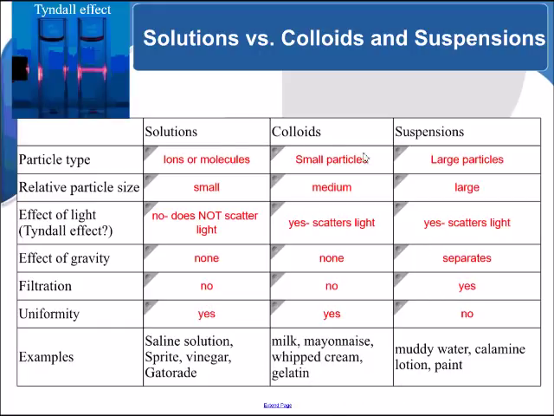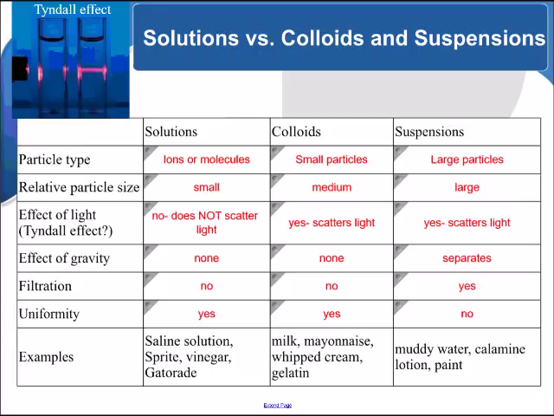Now, a colloid. Colloids also have small particles. They are medium in size. Colloids do have the Tyndall effect. They will scatter the light, and gravity does not have an effect. They also are not affected by filtration. It will not filter any particles out, and they are uniform throughout. Examples of colloids are milk, mayonnaise, whipped cream, and gelatin. They are slightly thicker than our solutions.